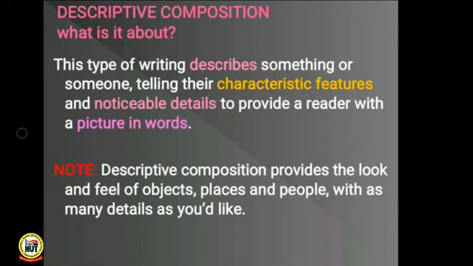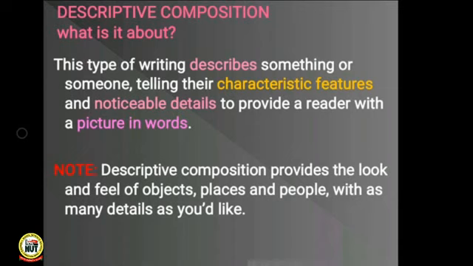Okay, one keyword of a descriptive composition is to describe. It describes something or someone. At the next keyword, it tells about their what? Characteristic features. What are the characteristic features and noticeable details? What can I see about this person? What can I see about this object? How does the object look like? What are those features that are identified or associated with that object, or with that person, or with that animal, or with that place?